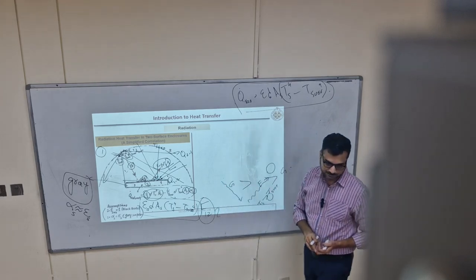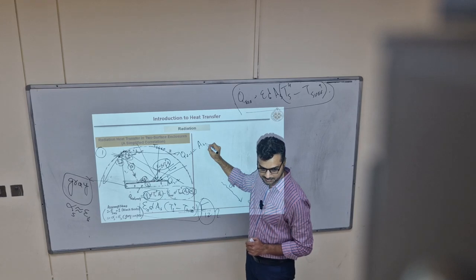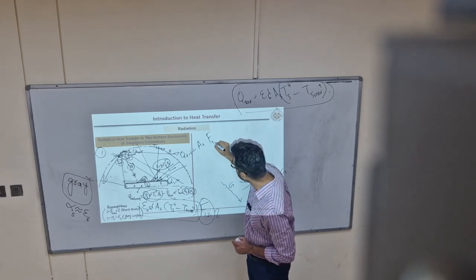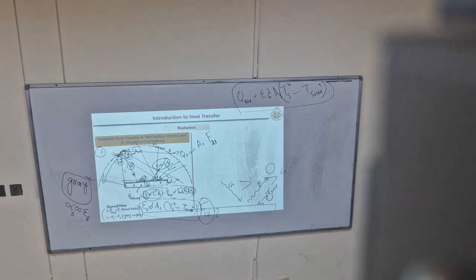For 1 to 2, it's okay. For 2 to 1, it will be area A2. Yes, you're right. But now there will be another term, F2 to 1. So that makes things more complicated.